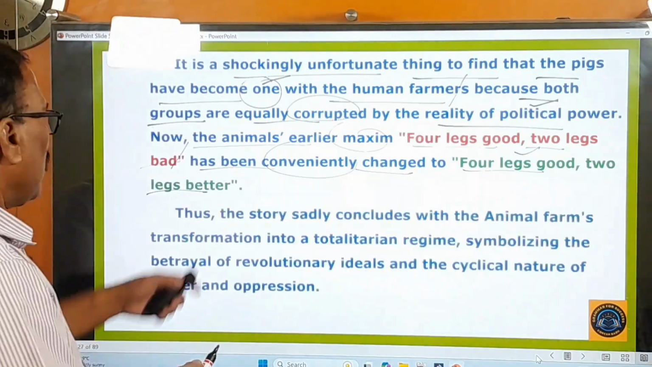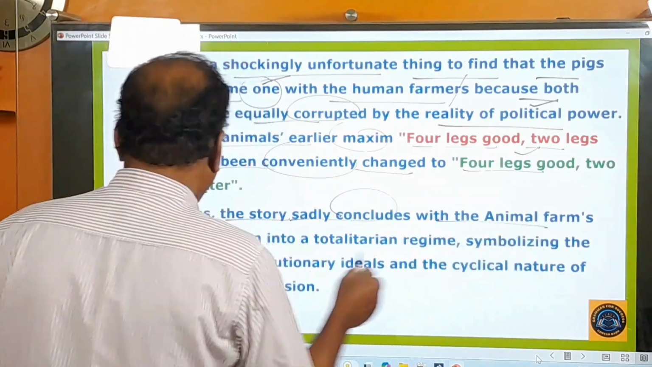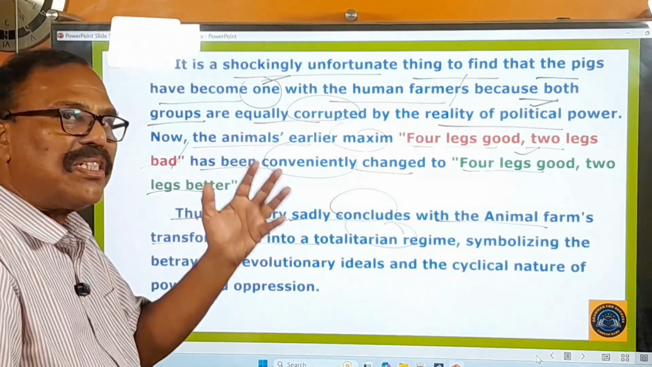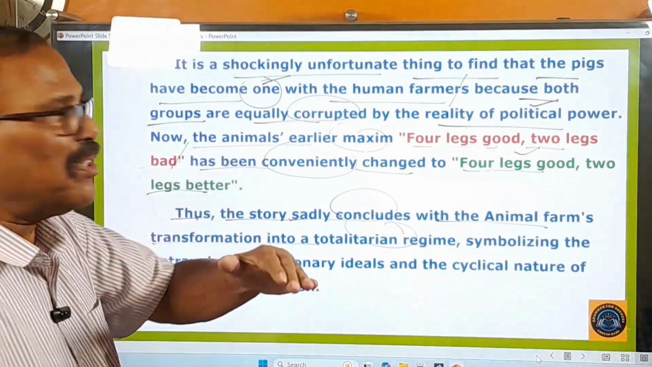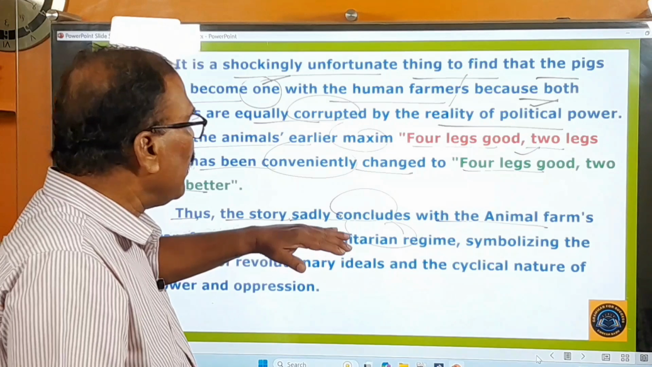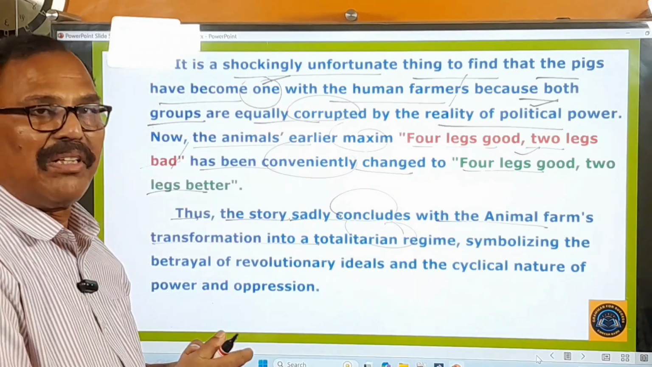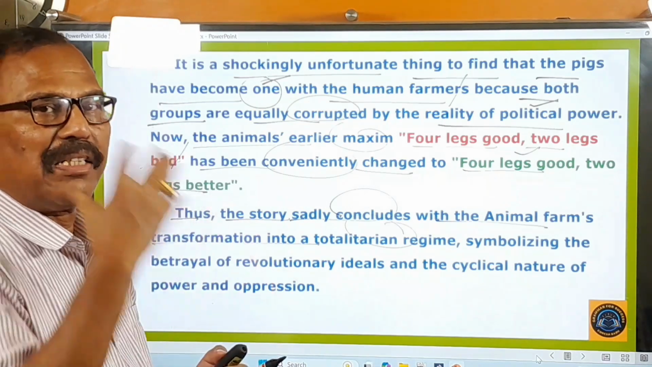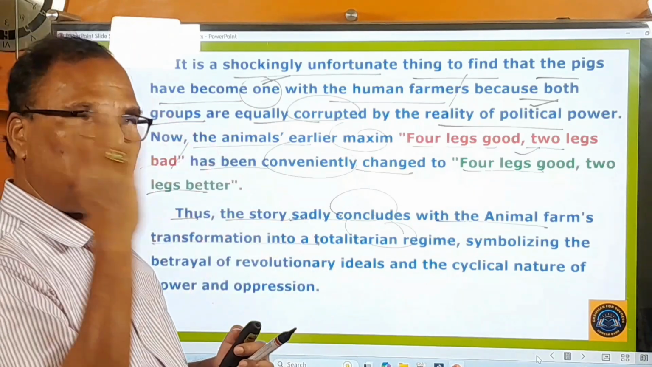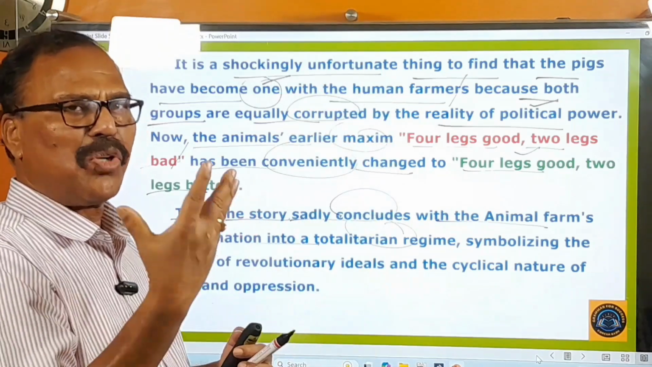And now we move on to the last paragraph of the story. Thus the story sadly concludes with the Animal Farm's transformation into a totalitarian regime. So earlier it was very good, but now it has become transformed totally into a totalitarian regime, an autocratic regime, a despotic regime and all that. Now the whole Animal Farm is under only one man's control, that is Napoleon. Any government that is under one man's control is called a despotic rule or authoritarian rule, totalitarianism. There are so many names for that.